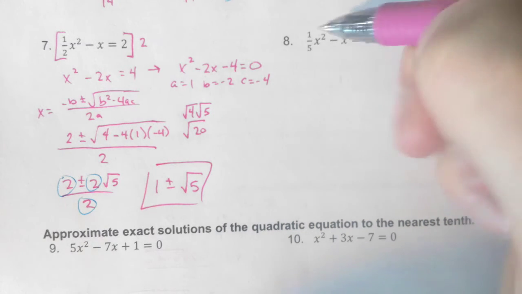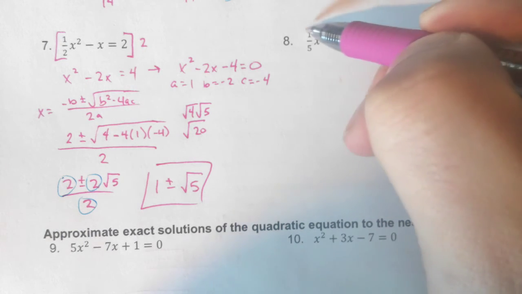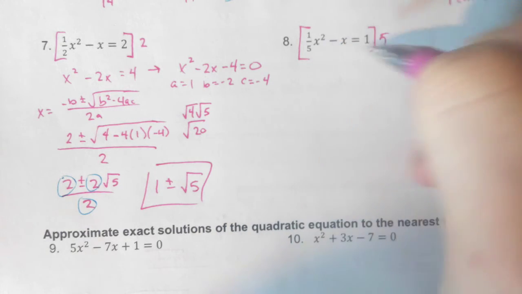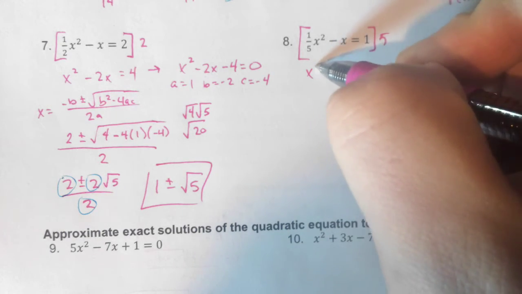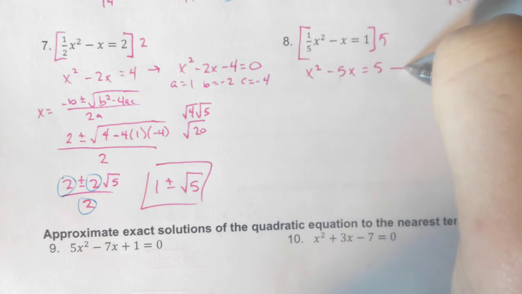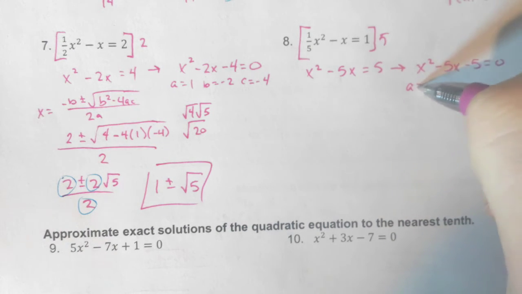8, much like 7, this might be a good time for you to pause the video and try it if you want. Otherwise, here we go. Multiply by the common denominator, that is 5. 1/5 of 5 is 1, so it would just be x squared minus 5x equals 5. Set it equal to 0 by subtracting 5. So a is 1, b is negative 5, c is negative 5.